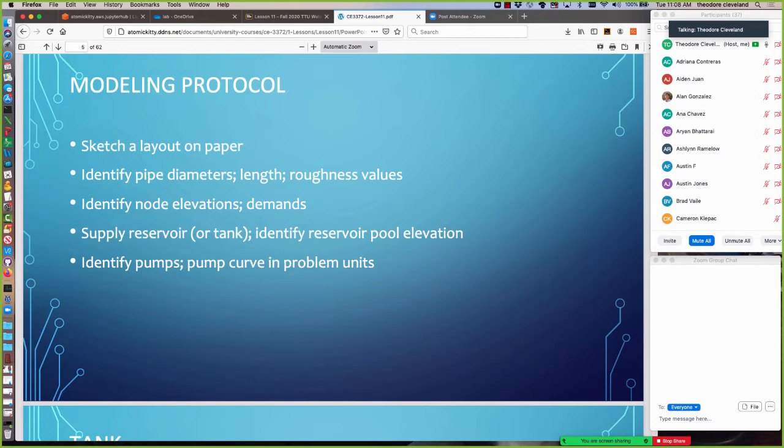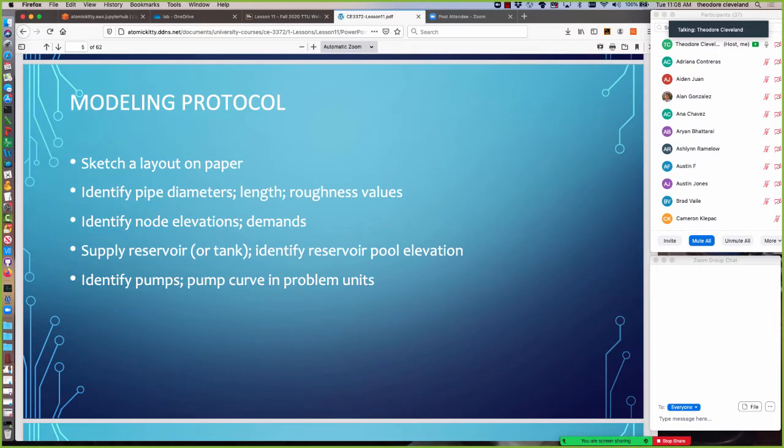The key feature here is identifying the reservoir pool elevation, and subtly hidden in this particular protocol is that this is for a single period simulation. Nowhere does it say identify demands and demand pattern changes with time, identify supply reservoir and reservoir storage conditions. That's not in this protocol. So by default, this is a single period simulation protocol.